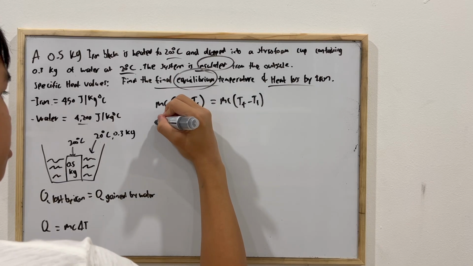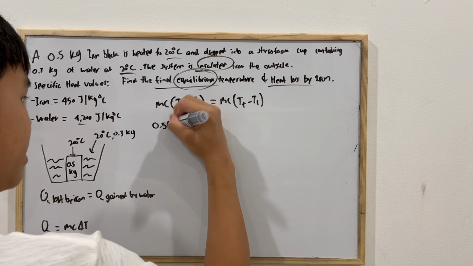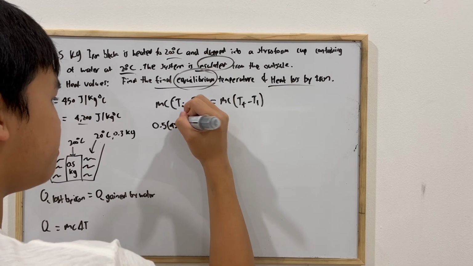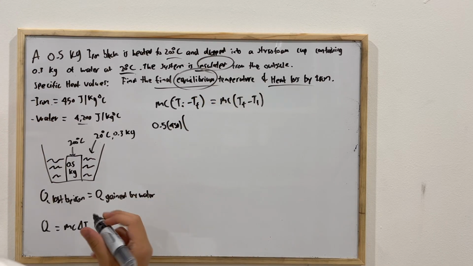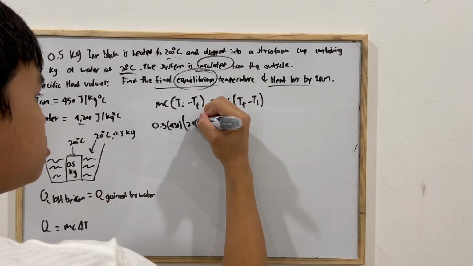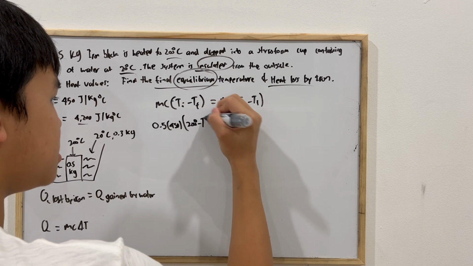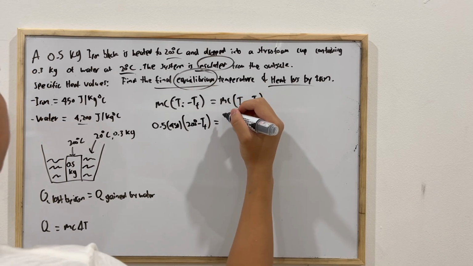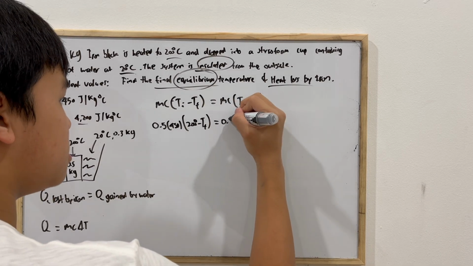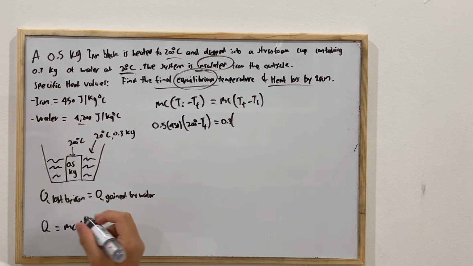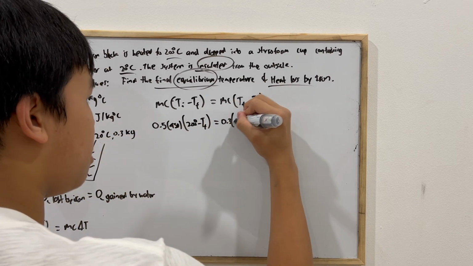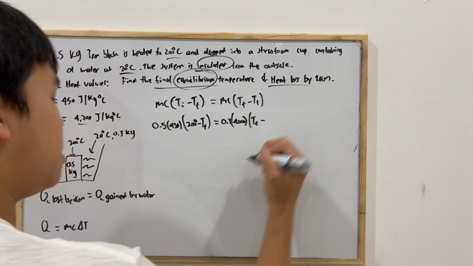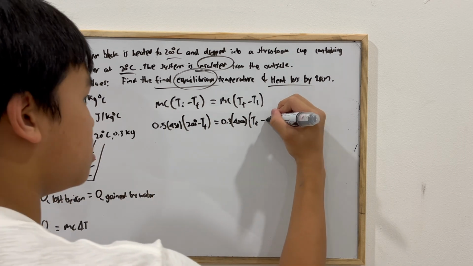So plugging in the numbers, the mass of the iron is 0.5 kilograms. The specific heat value of the iron is 450. And we have the initial temperature, which is 200 degrees Celsius, minus the final temperature, which we do not know. And here we go. The mass for the water is going to be 0.3 kilograms. The specific heat value is 4,200, and we don't know our final temperature, and our initial temperature is going to be 20 degrees Celsius.